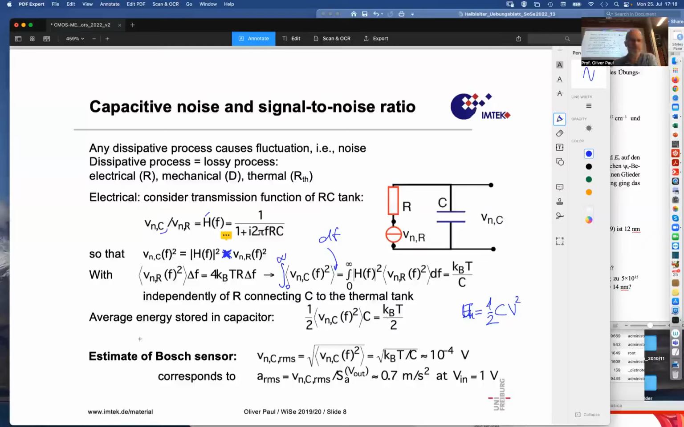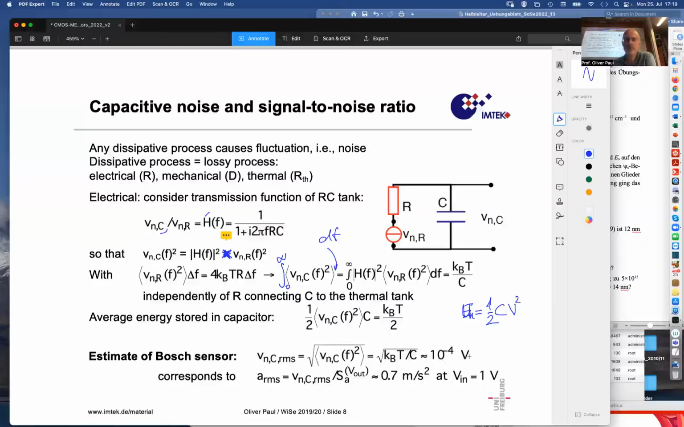And so in the case of the Bosch sensor, if we calculate now the square root of this mean square voltage, so this is the root mean square noise voltage, it is going to be the root mean square of kBT over C, and what we find is 10 to the minus 4 volts.